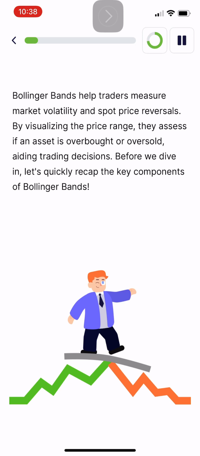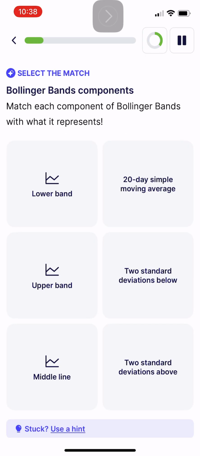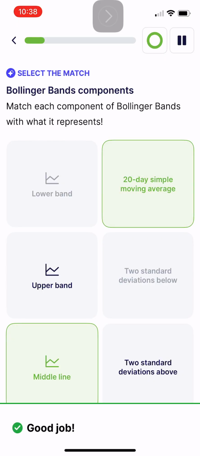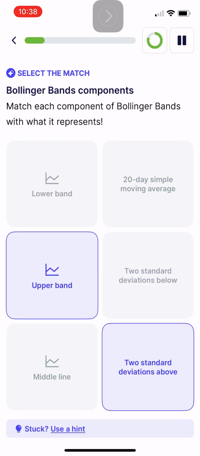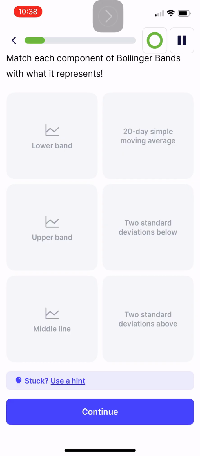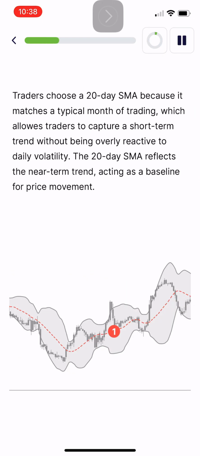Before we dive in, let's quickly recap the key components of Bollinger Bands. Knowledge check. Bollinger Bands components. Match each component of Bollinger Bands with what it represents. Traders choose a 20-day SMA.